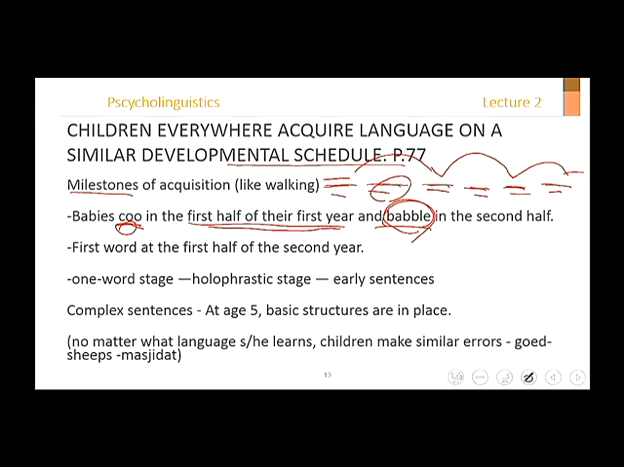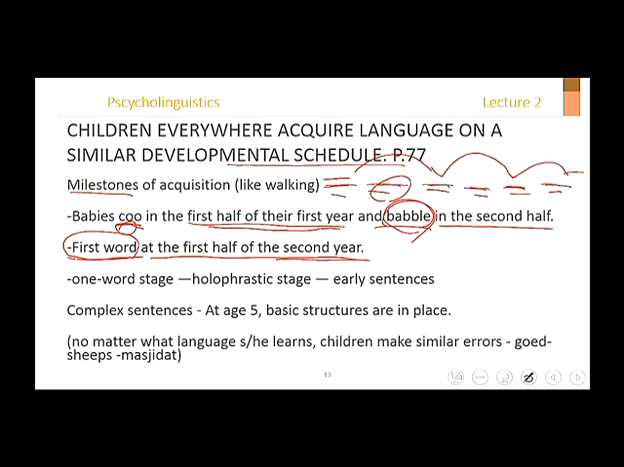So all children, no matter what language they are learning, go through these milestones. And I'm going to give you some more slides later on explaining these. All right, but here I'm giving you the headlines. So in the second half, from 6 months to 12 months, babbling. Then, around 12 months, we have the first word being produced, in the first half of the second year. So from 12 months to 18 months, the first half of the second year, this is when we have the first word, more or less.